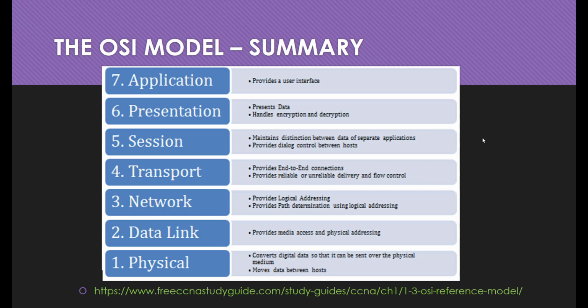The network layer provides logical addressing and provides path determination using logical addressing. The data link layer provides media access and physical addressing. And the physical layer converts digital data so that it can be sent over the physical medium, and moves data between hosts. So that's the basic summary of the OSI model.